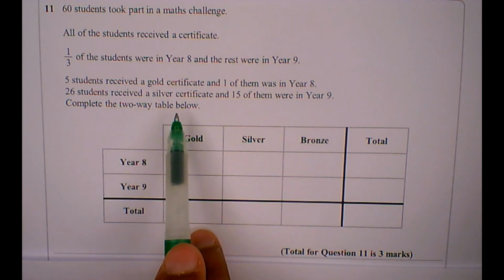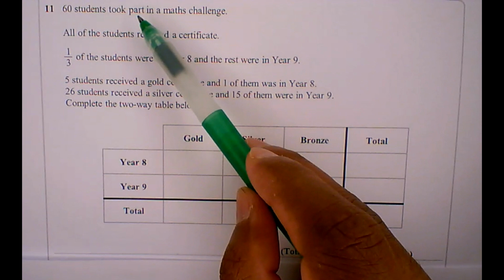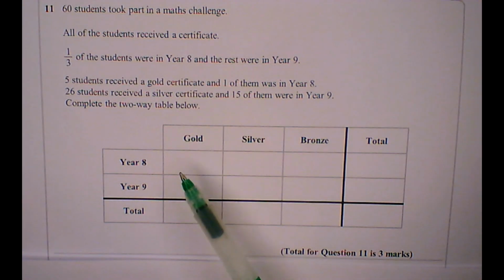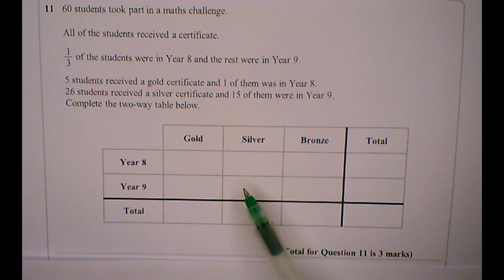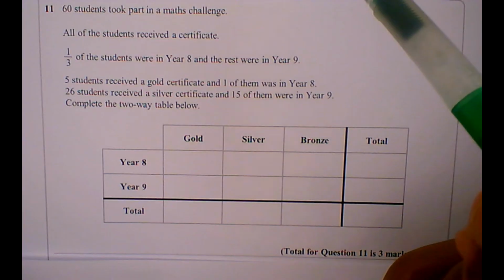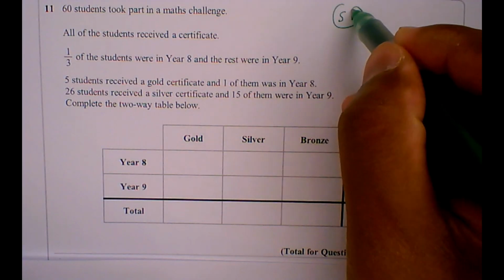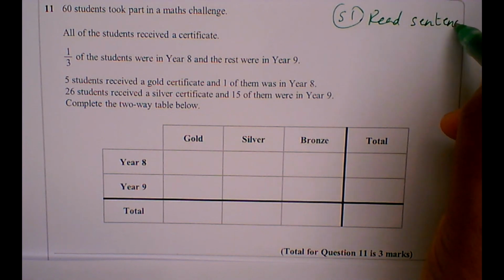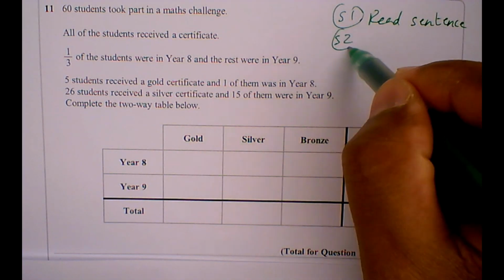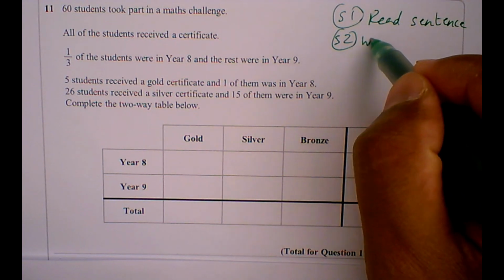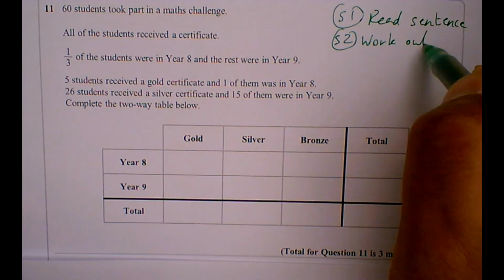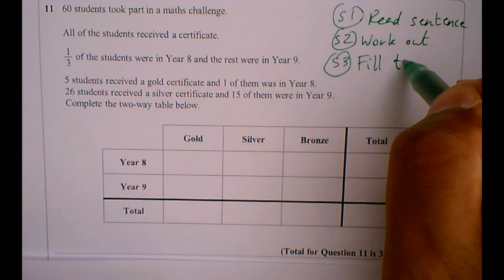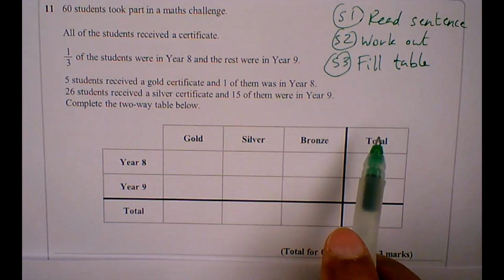Complete the two-way table. Wow, we've got a lot of information here. So we have to break each sentence down and then fill this table as we go along. So let's do this. Step 1, read each sentence and then fill the table. So read each sentence, then we need to work out each thing, and then step 3 is we fill the table. So that's what we will be trying to do.